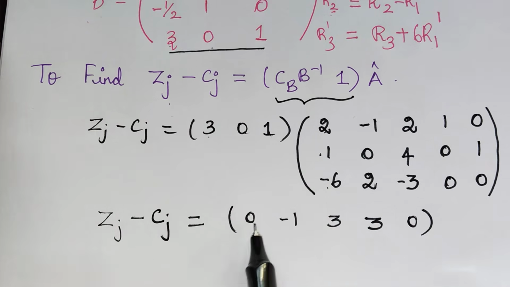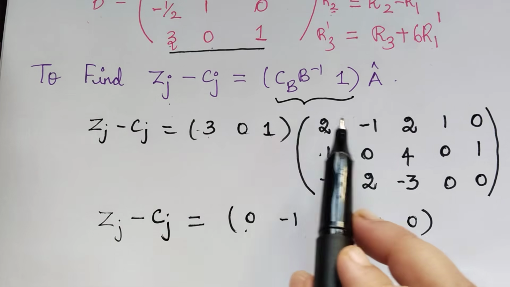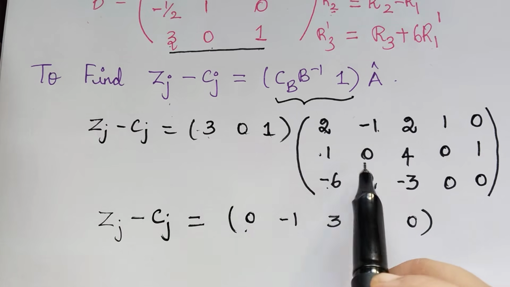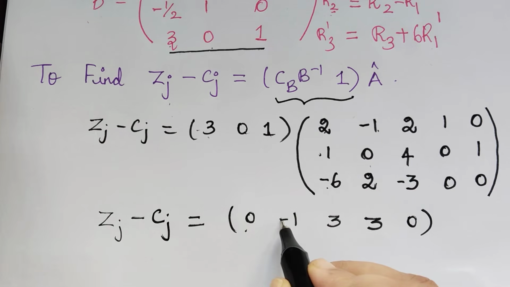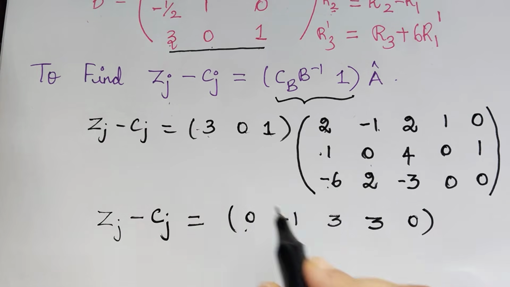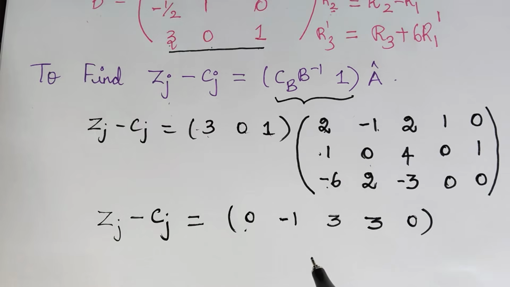So 6 minus 6 is 0. Now here, 3 into minus 1 is minus 3, this is 0 plus 2, minus 3 plus 2, which is minus 1. In a similar way we have obtained the other 3. So this is by matrix multiplication.